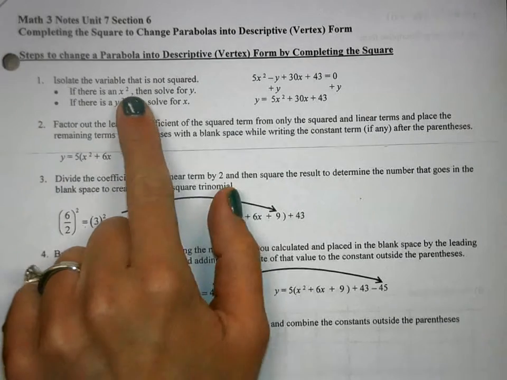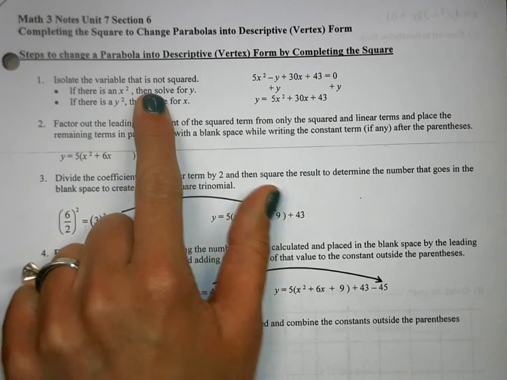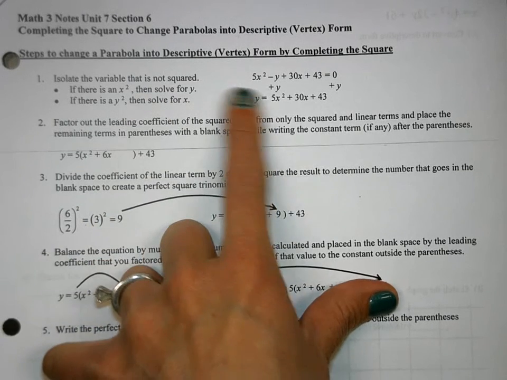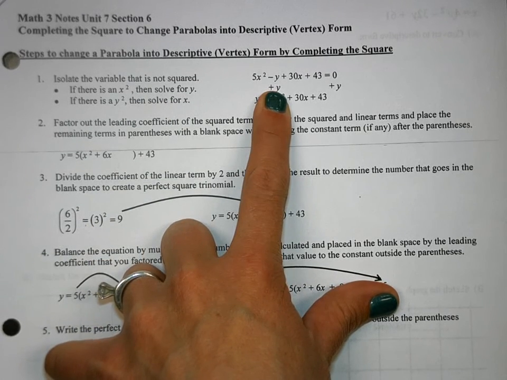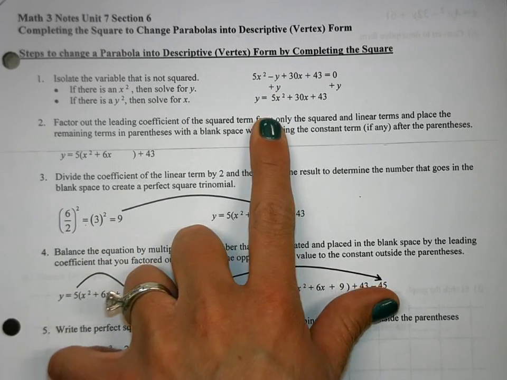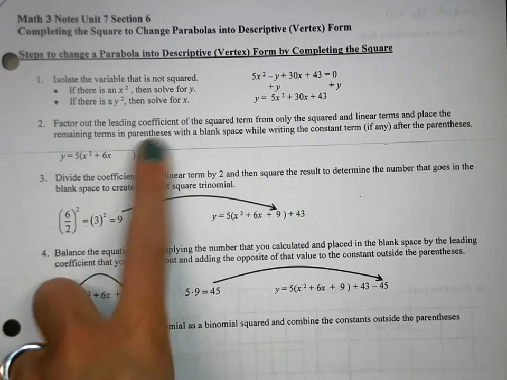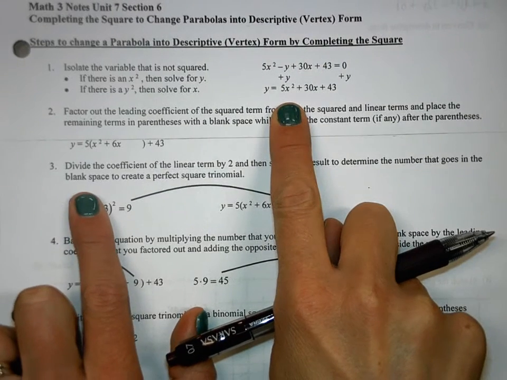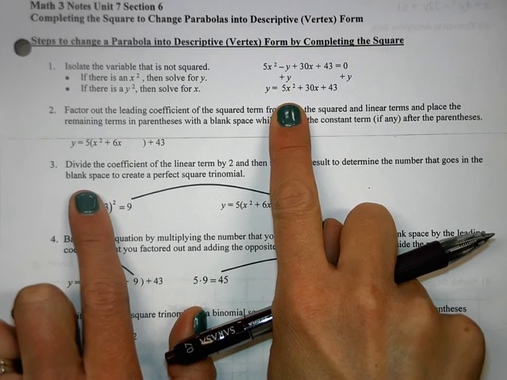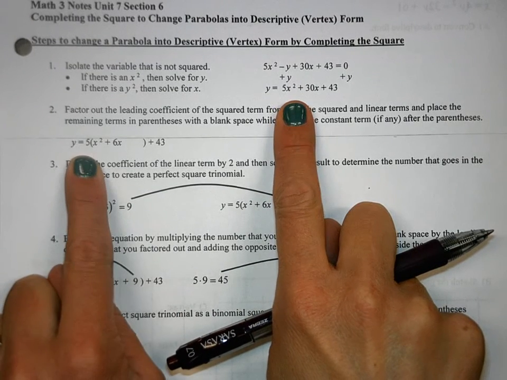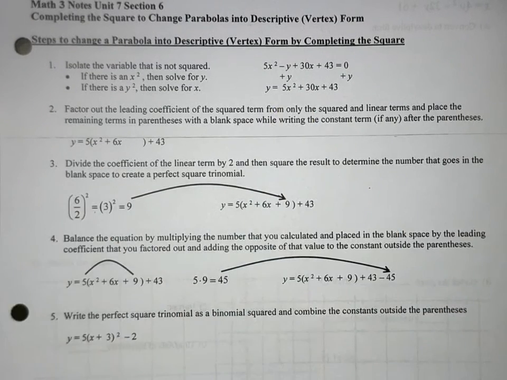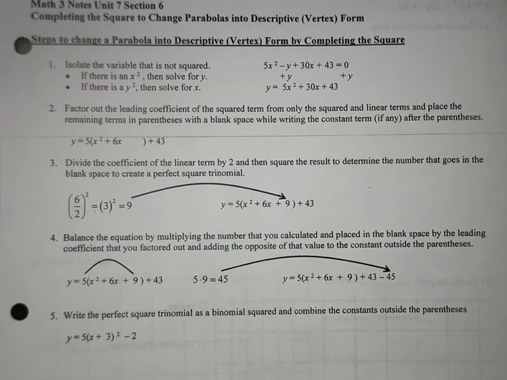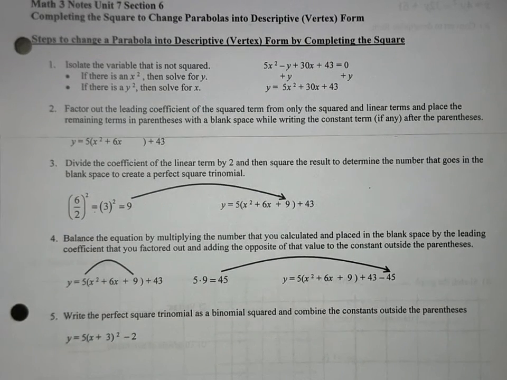So isolate the variable that is not squared. Okay, and it kind of gives you an example here how you have an x squared and then a plain y in the equation. Okay, once you do that, if there's a coefficient in front, and for every problem that we're dealing with today, there is, you need to factor out the coefficient because we want to complete the square and you can't have a number in there when you're completing the square.